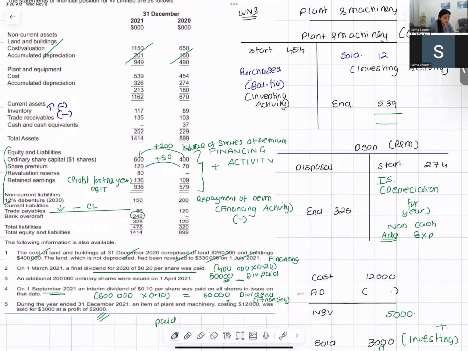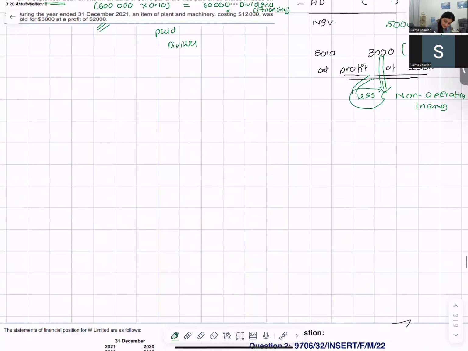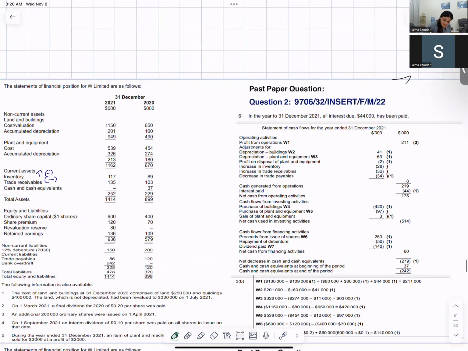So 539 plus 12, this is 551. 551 minus 454, I will get 97. And 97 is purchase of plant and machinery. It is an investing activity. It would be subtracted. Purchase of plant and equipment, investing activity, it is subtracted.